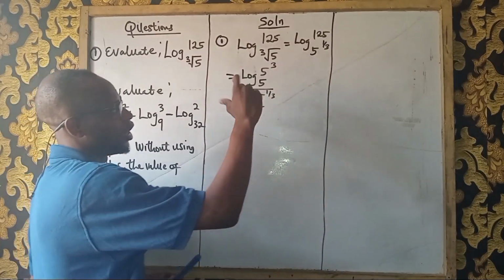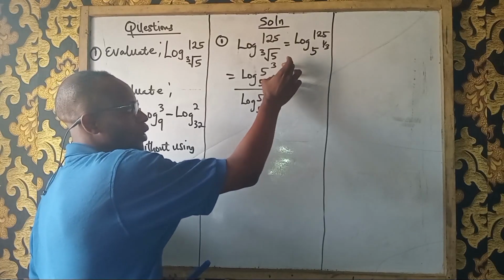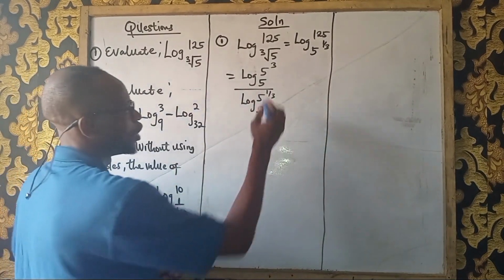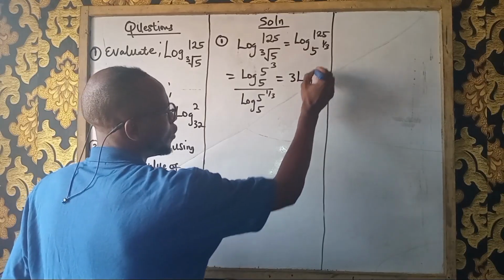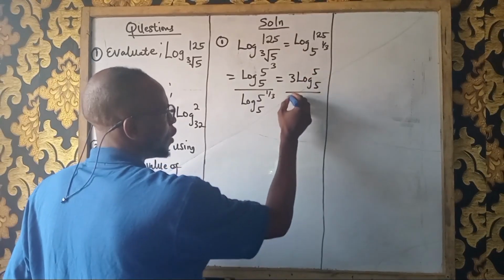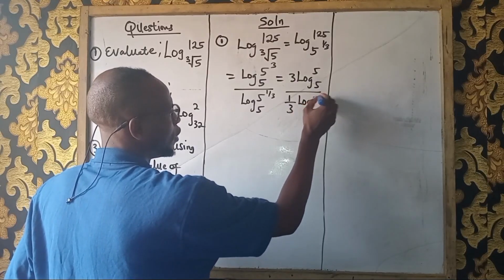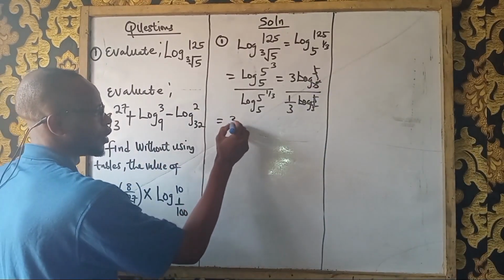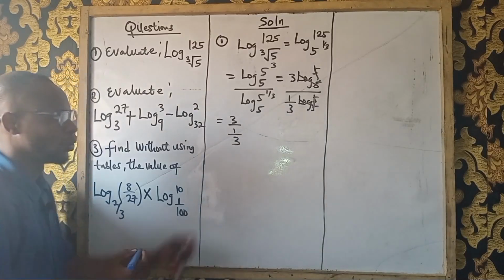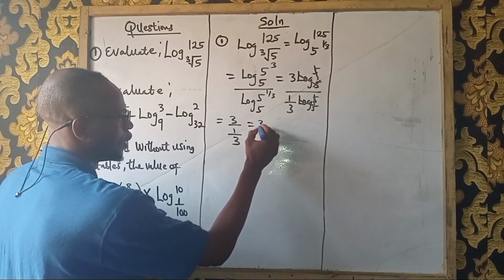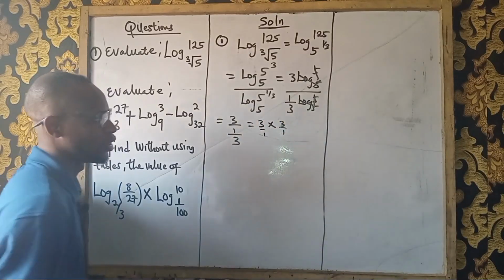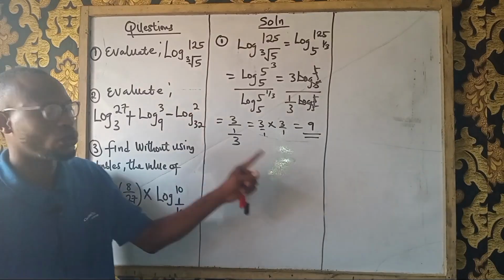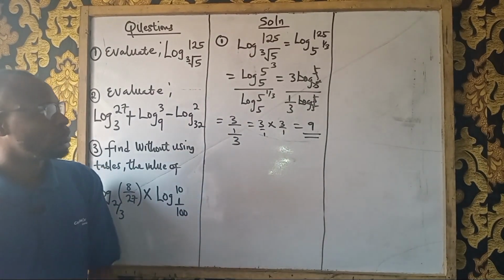So we now have a power law here and a power law here. We transfer the 3 to the front of the log, and also the 1 over 3. So we have 3 log 5 in base 5 all over 1 over 3 log 5 in base 5. Everything here cancels out, so we are left with 3 over 1 over 3, which is the same as 3 times 3 over 1. So we have 9. The final answer to problem number 1 is 9. That's all for the first question.